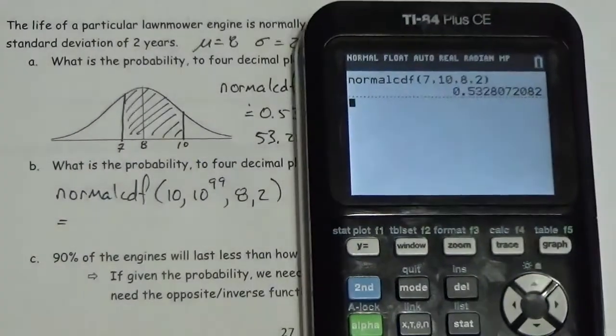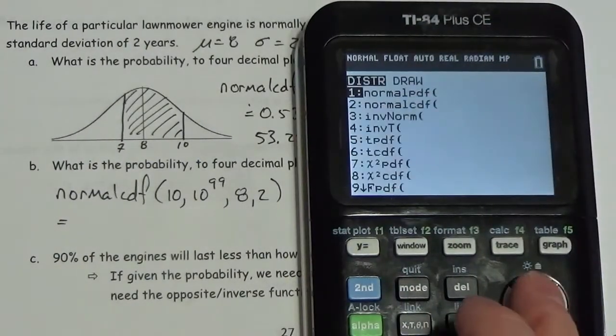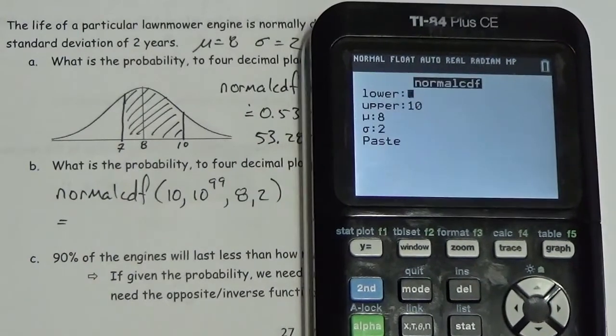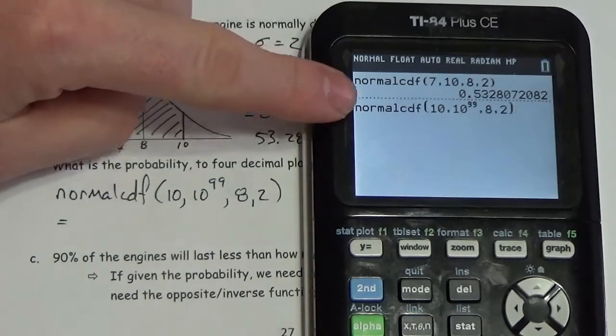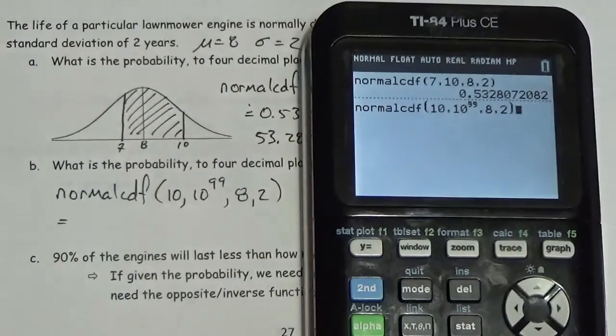Okay, so here we go. Let's go back into that. So back in my distribution, normal CDF. This time my low bound is 10. My high bound is 10 to the 99 because none is given. Same question though. So my mean and my standard deviation are both 8 and 2. Nothing's changed. Paste. Yeah, that looks the way it should.